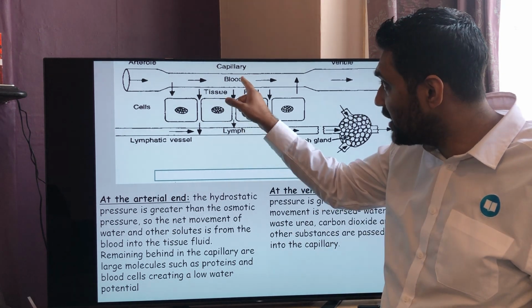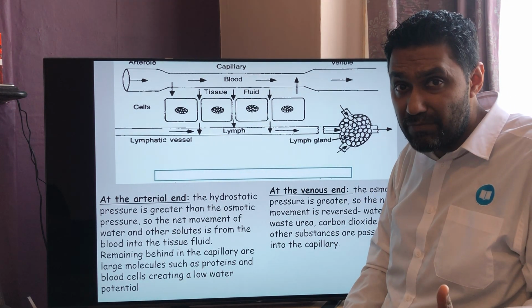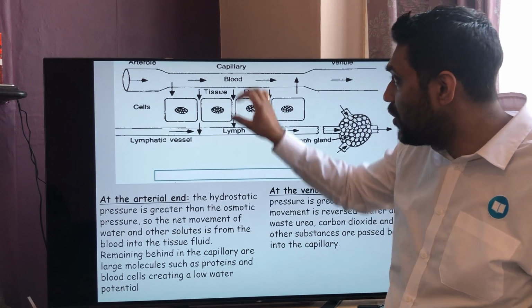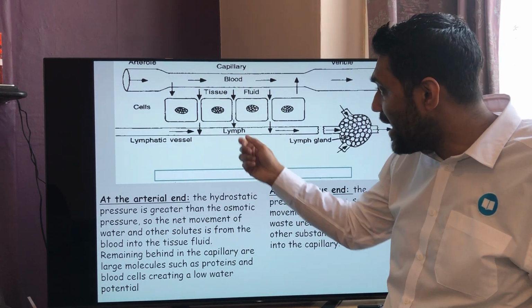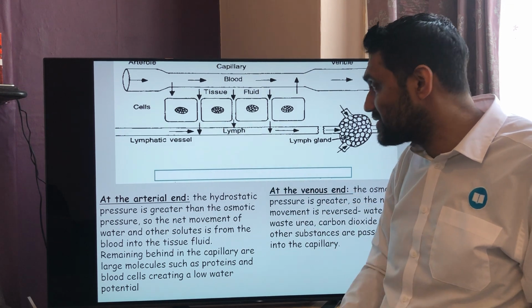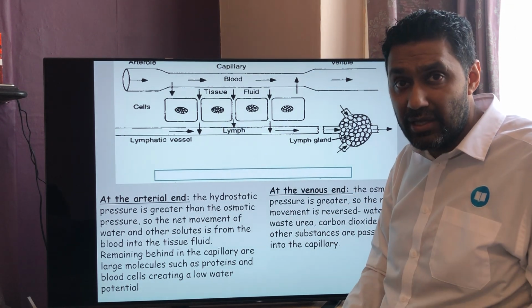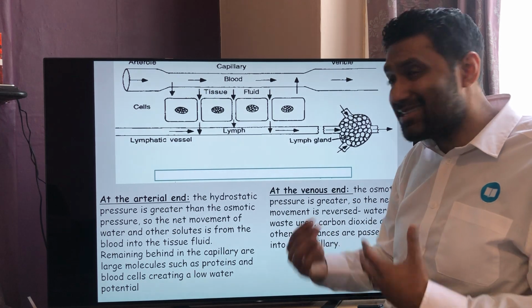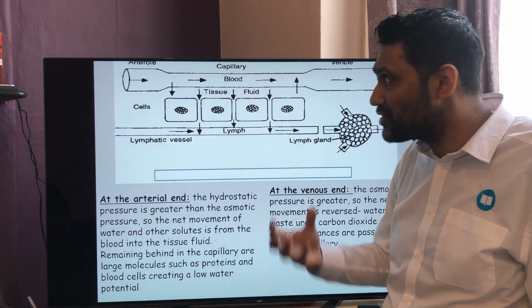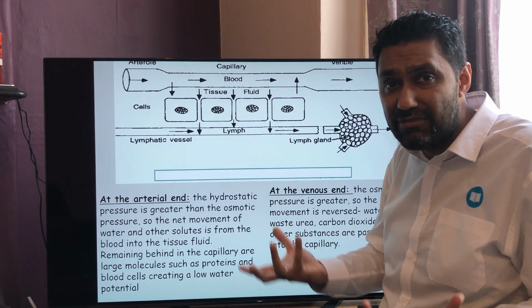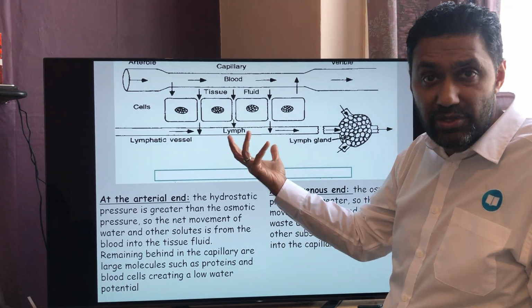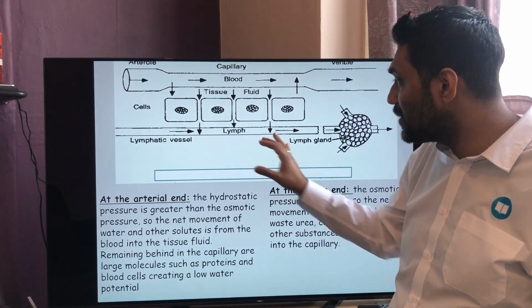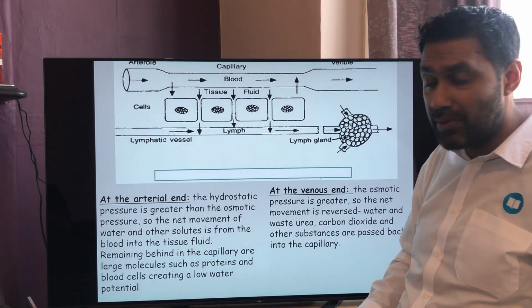Lymph. So remember, in the blood, the water is called plasma. When it's bathing the cells, we call it tissue fluid. And when it's drained into the lymphatic system, we now call it lymph. Ultimately, it's nearly identical stuff. It's just that the composition of the materials is different. It's just water with substances dissolved in it, but now it's called lymph when it's in the lymphatic system.